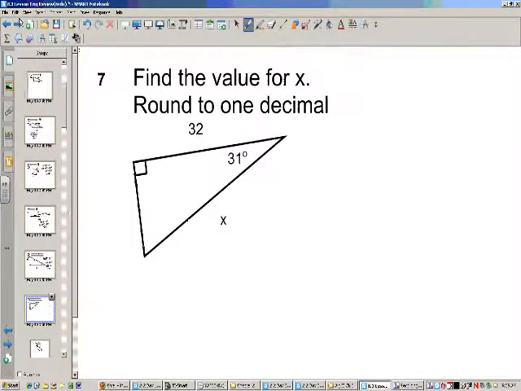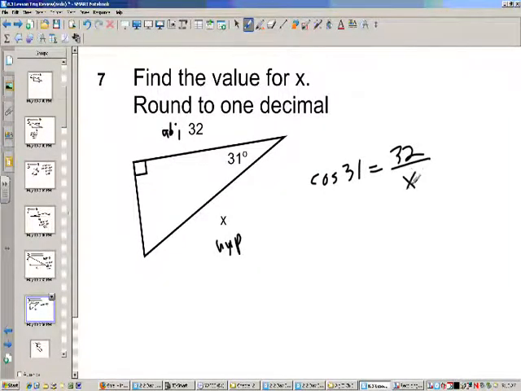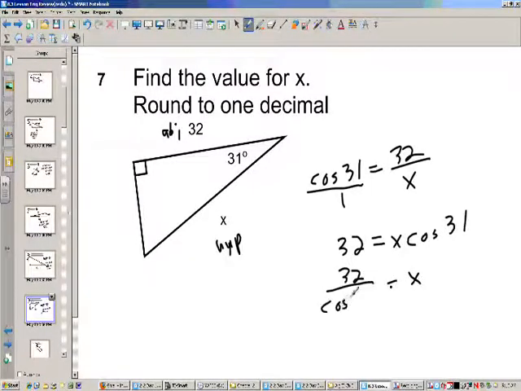All right. Now if I want to find x here, this is adjacent, and this is hypotenuse. So we could say the cosine of 31 is equal to adjacent, which is 32, over the hypotenuse, which is x. Cross multiply and divide, and we have 32 equals x cosine 31. Divide both sides by the cosine of 31, and we will have 32 divided by cosine 31, 37.3. So that side is 37.3 units long.